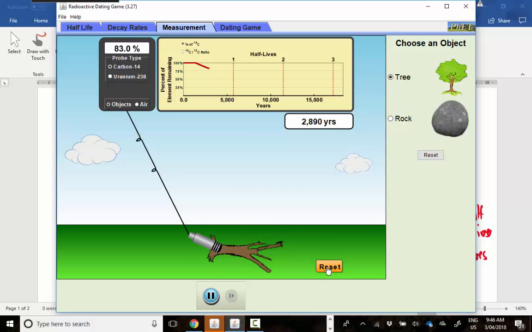Now what's happened here is there's a certain amount of carbon-12 and carbon-14, and what we're looking at, radiocarbon dating, is related to the ratio of carbon-12 to carbon-14. So if we know that ratio, we can work out how many half-lives carbon-14 has gone through, and then we can work out how old the tree is.